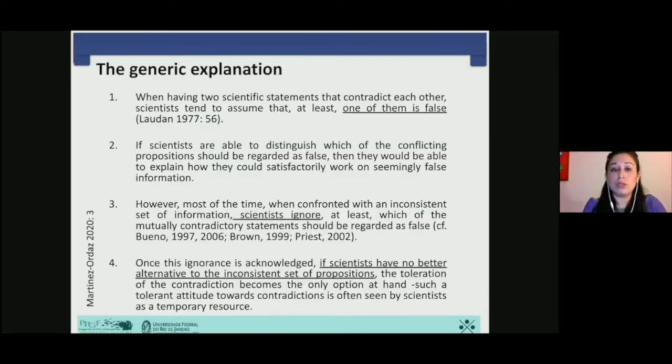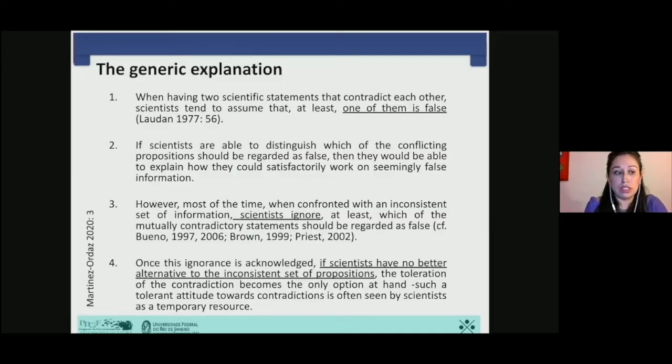Well, this is a quote from Laudan. It is a very well shared intuition. Now, if scientists are able to distinguish which of the conflicting propositions should be regarded as false, they would be able to explain how they could satisfactorily work on seemingly false information.